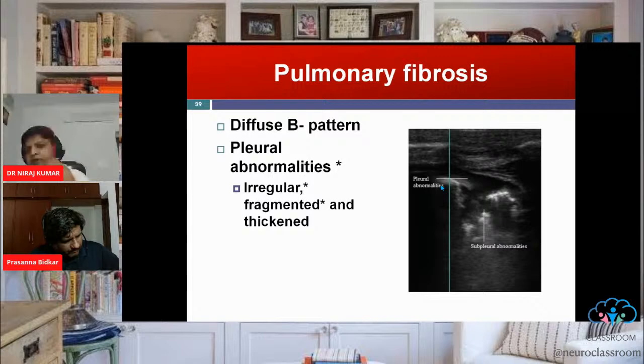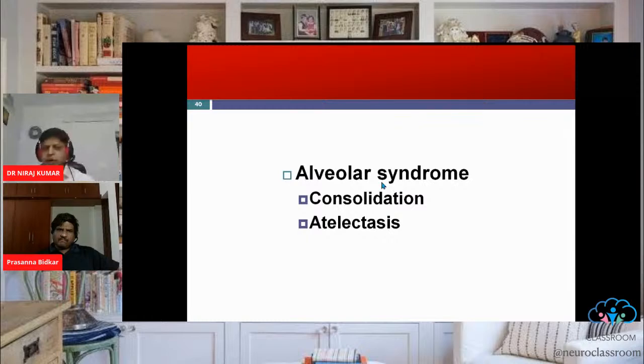Now along with this, if you are getting pleural abnormalities, meaning the pleura is irregular, fragmented, and thickened, that denotes pulmonary fibrosis. So if you're getting these pleural abnormalities along with the B pattern, that indicates pulmonary fibrosis. So we have discussed the interstitial syndrome, that is pulmonary edema and ARDS.